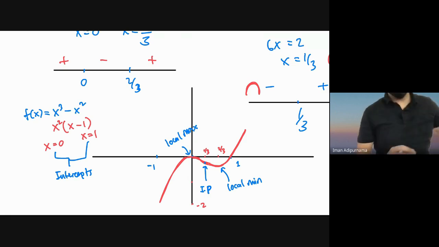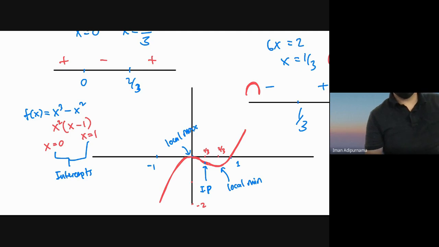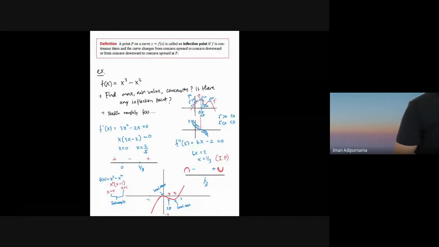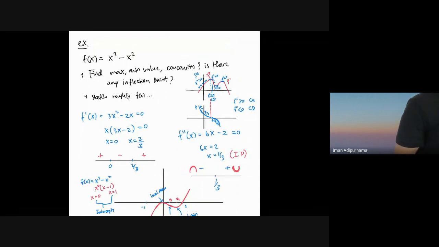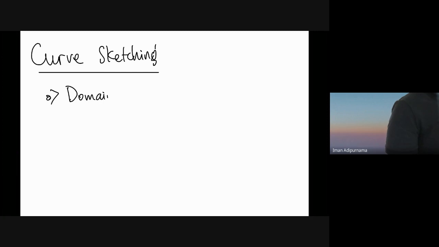Okay, let me give you a little bit of conclusion about curve sketching, and then I will give you another example. So curve sketching: first, always consider the domain. Second, see if there is any intercept, x-intercept or y-intercept. See if the function has one or not.